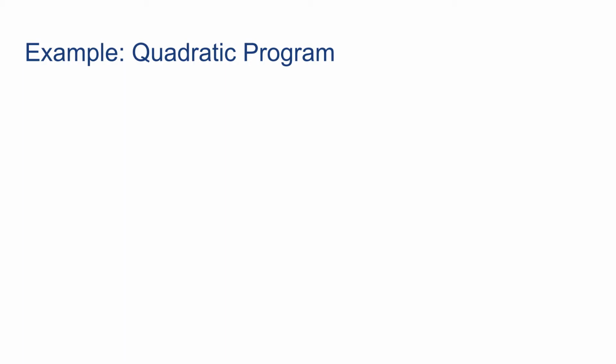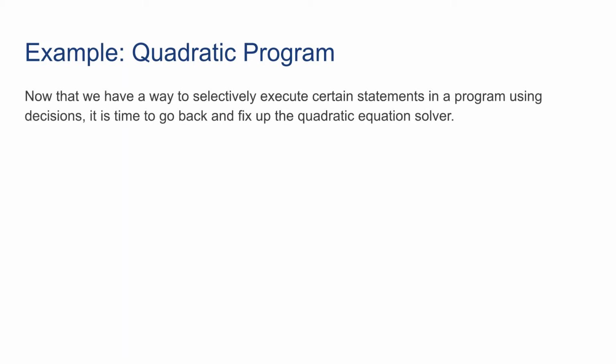Let's look at another example. Now that we have a way to selectively execute certain statements in a program using decisions, it is time to go back and fix up the quadratic equation solver. And let's remember what the program was.